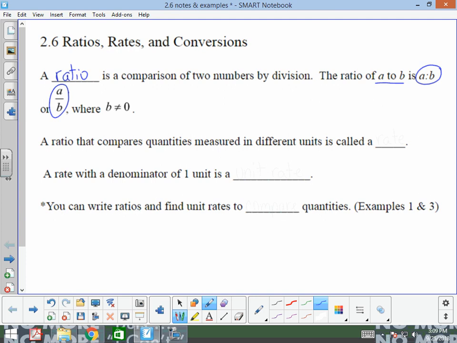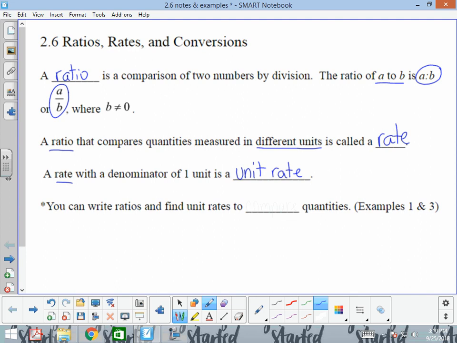undefined ratio. A ratio that compares quantities measured in different units is called a rate. A rate with a denominator of 1 is called a unit rate. So you can write ratios and find unit rates to compare quantities. We're going to do that in examples 1 and 3 when we get to those homework examples.